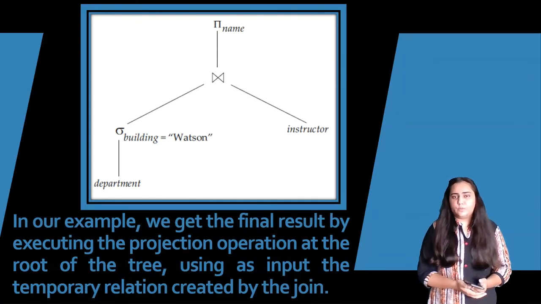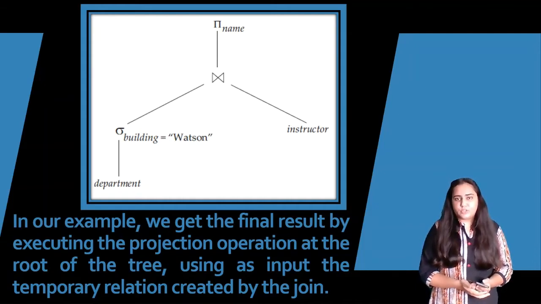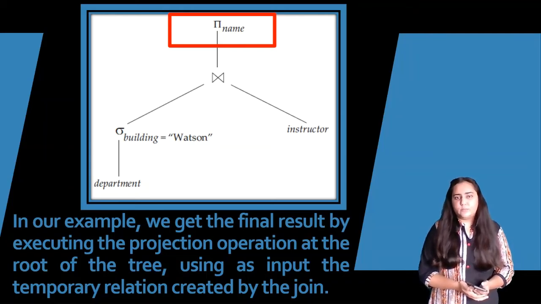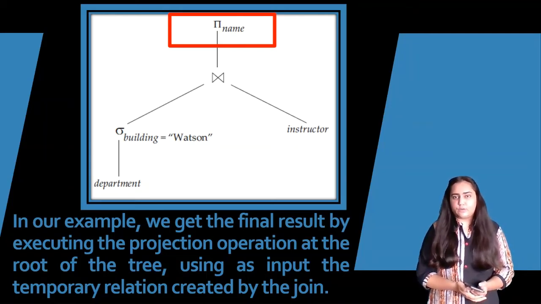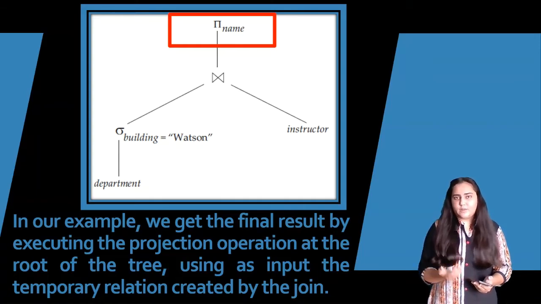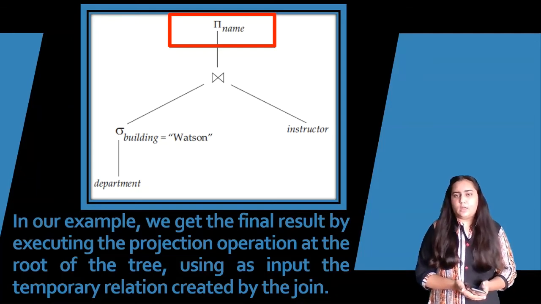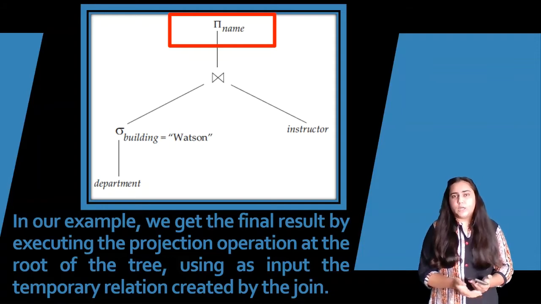In our example, we can get the final relation by executing the projection operation at the root of the tree, using as input the temporary relation created by the join. So the natural join is giving a temporary relation, which is then provided as an input to the root of the tree, which is pi by name. And then once again, another temporary relation is created, which is then produced as an output.